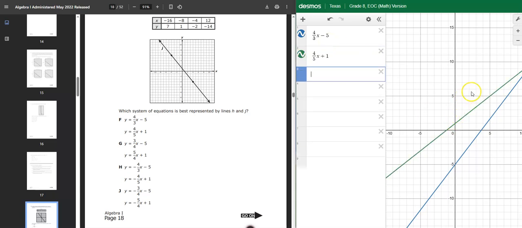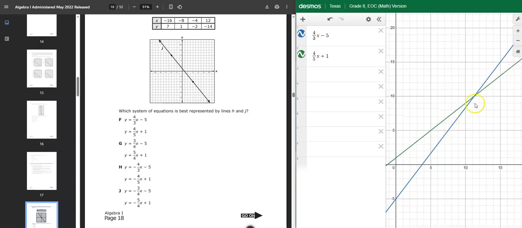And I want to look at that, and I can see they meet here up in this first quadrant. That does not look like this at all, right? It's not even going the right direction. These are positive slope. I need a negative slope. That's a nice negative. This one's positive. So I would immediately eliminate F and G because those are all positive slopes. You can save yourself some time if you can cut out answers that way.